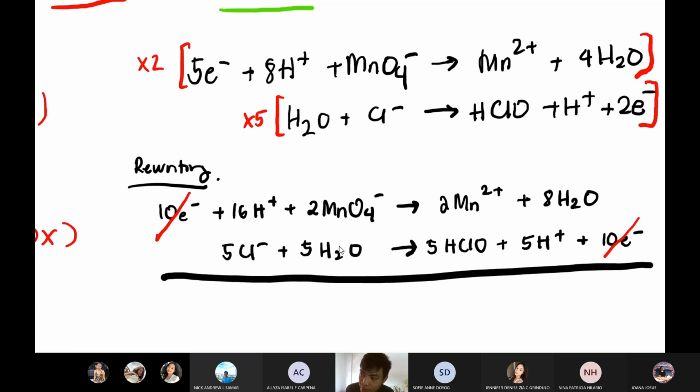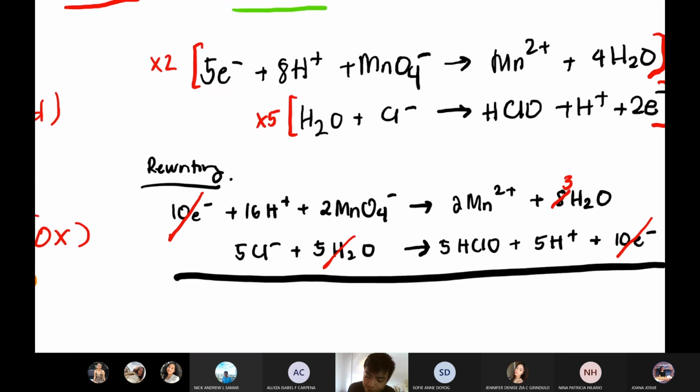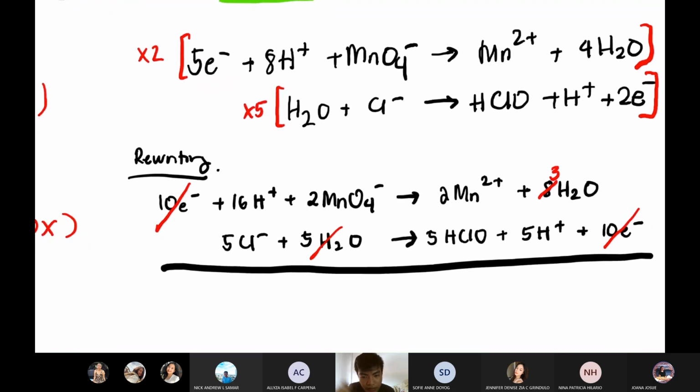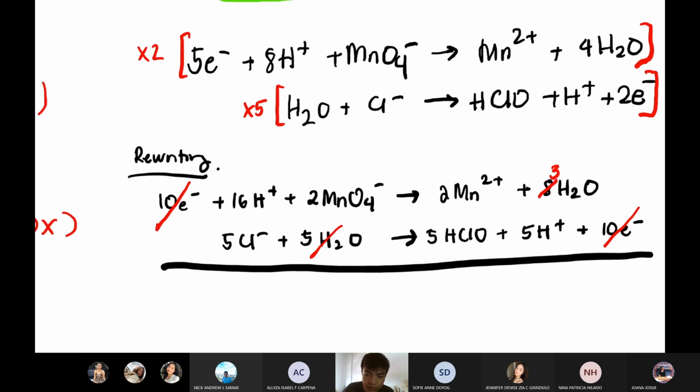Water. Okay? So, dito sa left may water tayo. Sa right side, meron din. 5 dito, 3 yon. So, kung bawasan ko ng 5 to, may matitirang 3 sa right side. Okay? So, ito magiging 3 na lang. Kinancel ko na yung 5 water. May matitira pa rin sa right side, kasi sobra siya eh. So, 3 water matitira doon. How about the H+? Dito 16, dito 5. Okay? So, kung ika-cancel ko yung 5, may matitirang 11 dito.